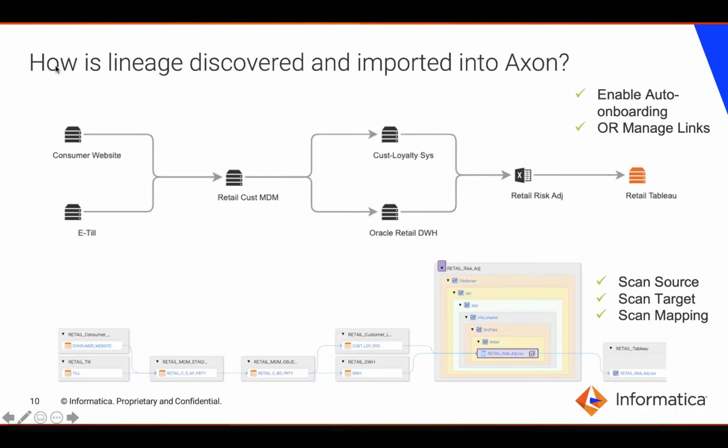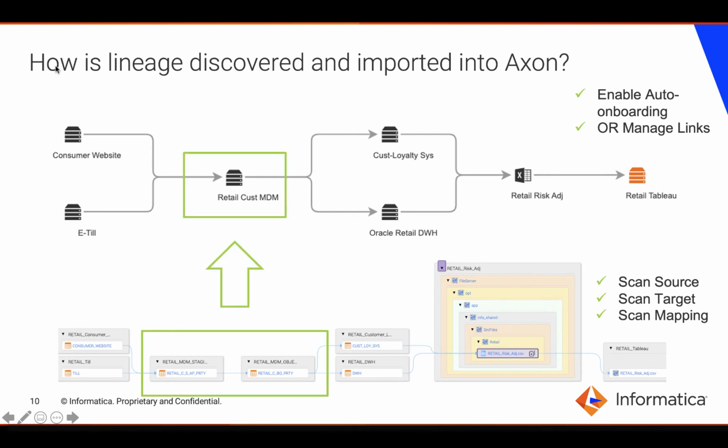For instance, that MDM example here, in a curated lineage, we would see potentially these two systems that contain a more technical view, a staging area, will actually only be seen as one in Axon, because all that the business are interested in is that there is a master data management solution whereby the data is being mastered and cleansed. We don't need to necessarily know the breakdown of that solution in Axon.